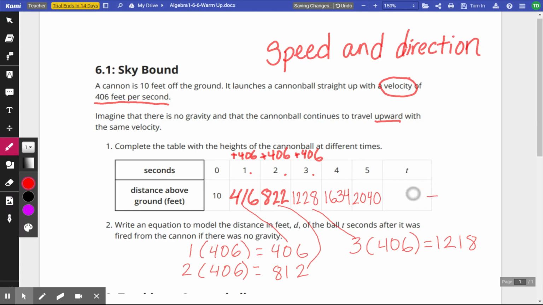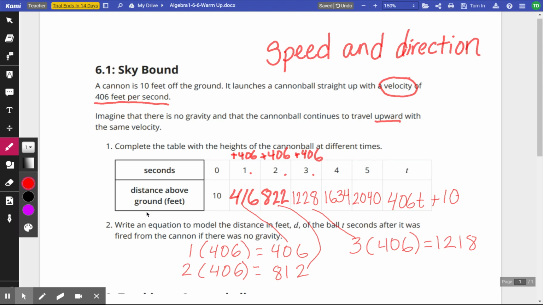So I want to have 406t plus 10. And now, no matter what second I choose, if it's 1, 2, 3, 4, 5, anything beyond this chart, I will get the correct height for how high this cannonball is above the ground.